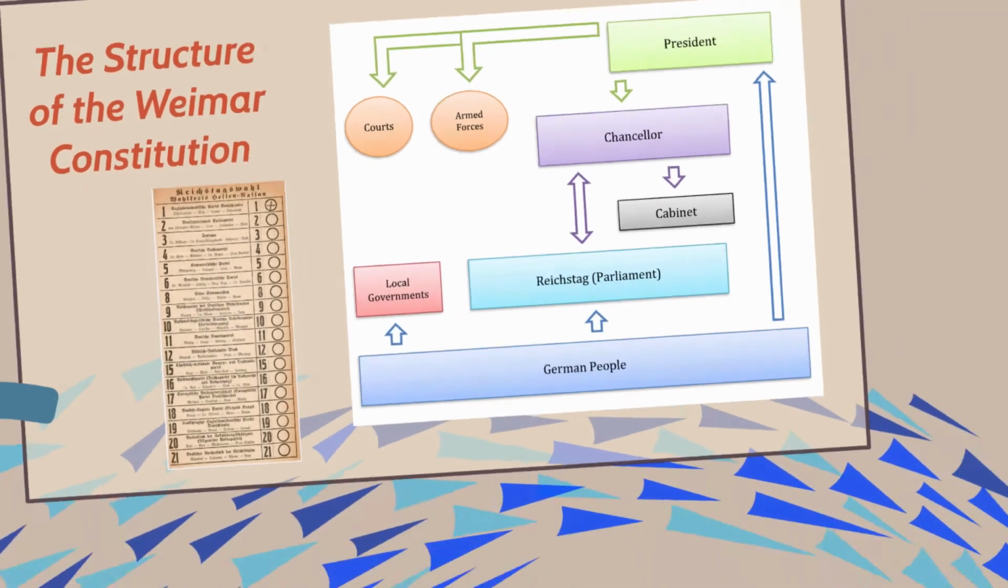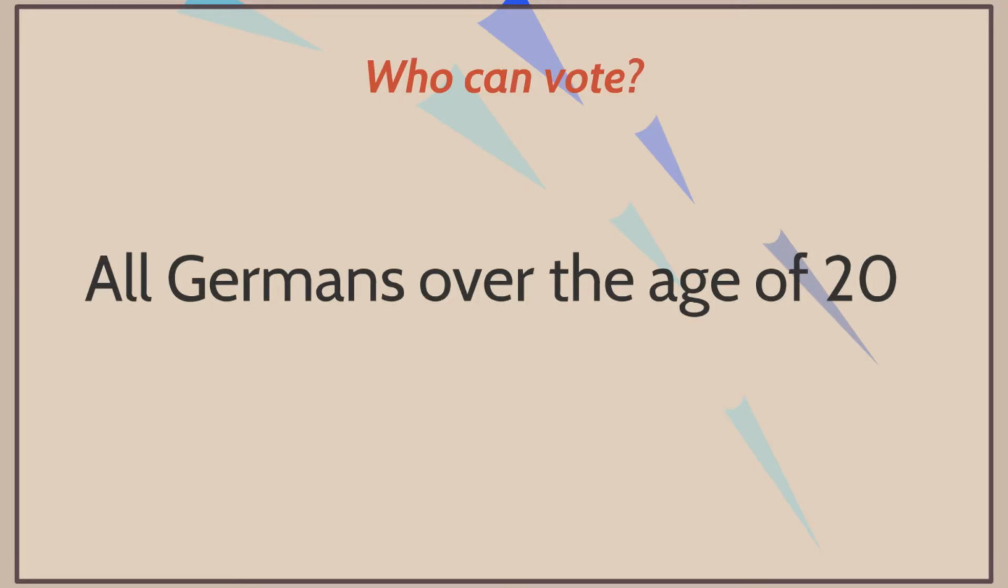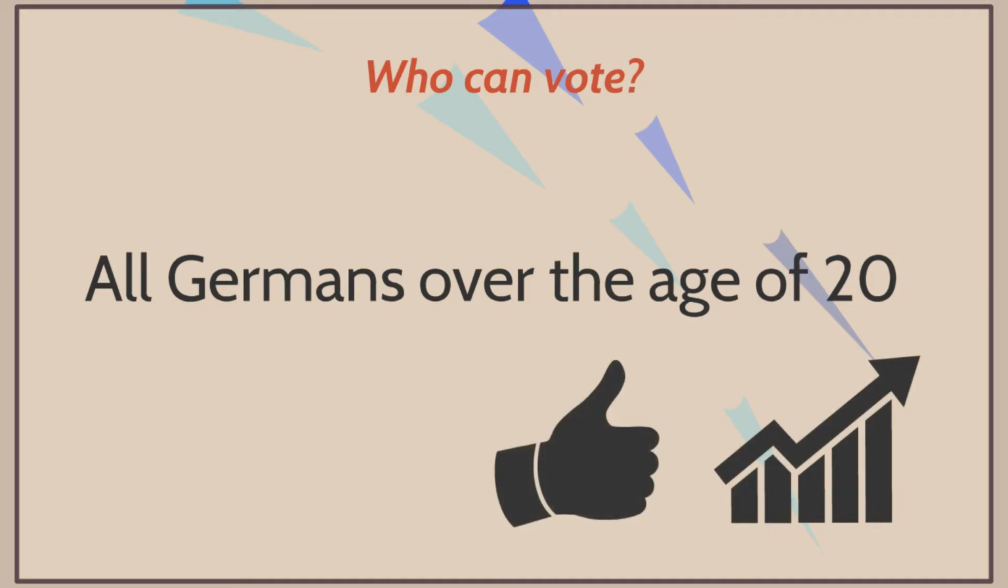So, who could vote for people? Germany was very forward-thinking in their voter laws because it had universal suffrage for all Germans over the age of 20, meaning that all Germans over the age of 20, men and women, could vote for their government, which was quite modern and forward-thinking for the time. One strength of the Weimar Constitution was that voter turnout was high due to universal suffrage. In fact, in 1919, 83% of the German registered voters voted, which is quite an impressive figure when you think that in the 2015 UK general election, only 66% of voters turned out.